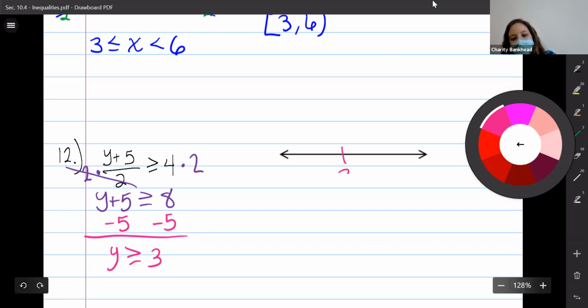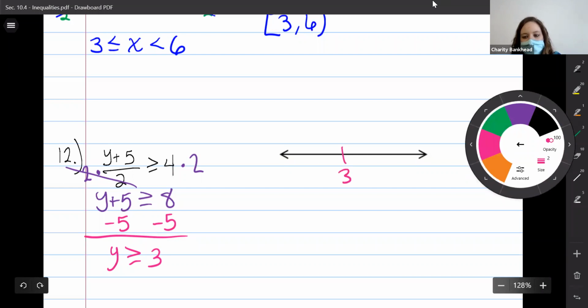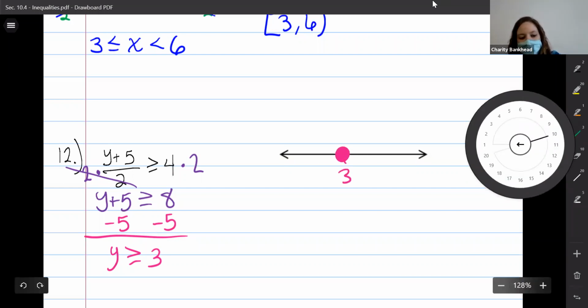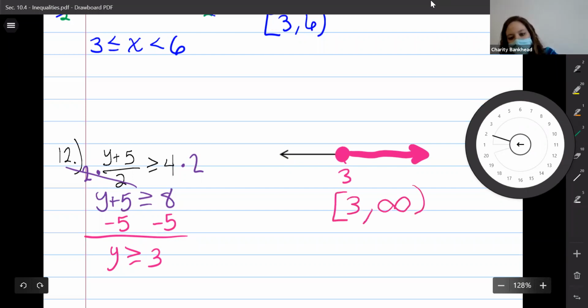So just mark the 3 on the number line. It's going to have a solid circle. Shade it to the right. And then for the interval notation, it's bracket 3, infinity, parentheses.